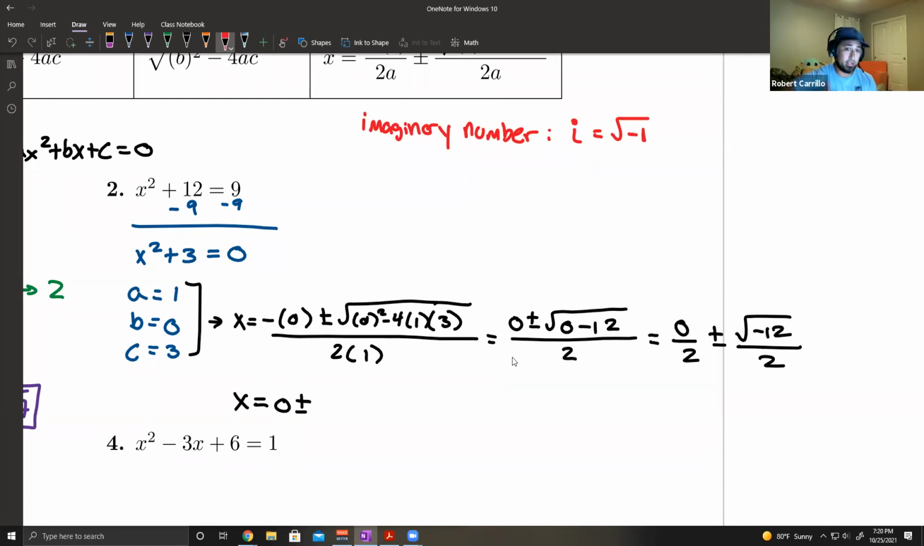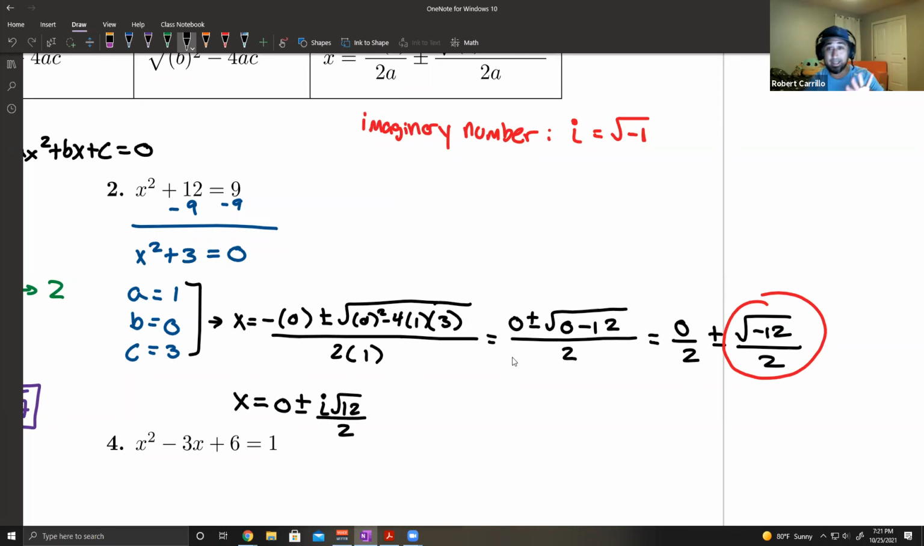Whenever you see the square root of a negative number, all you're going to do is pull out an i. So I'm going to rewrite this one, the square root of negative 12 over 2, as i times the square root of 12 over 2.